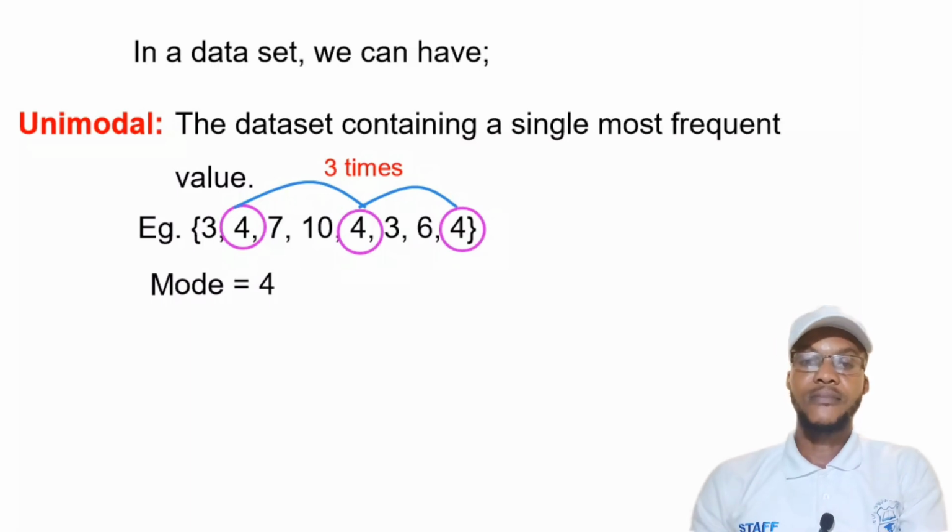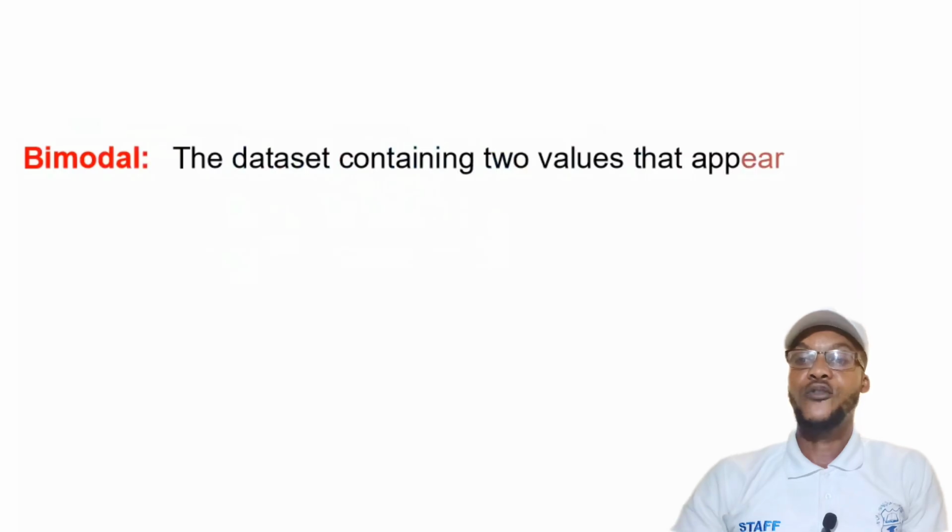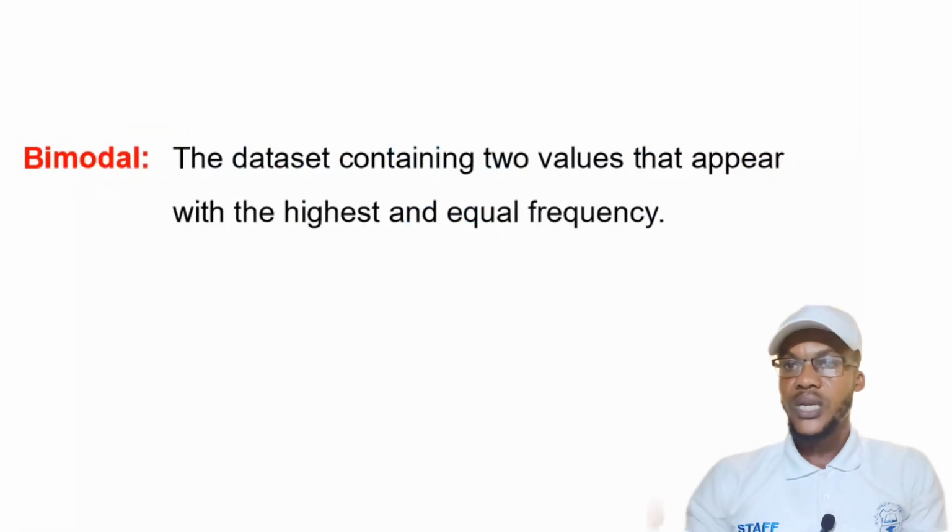Okay, now let's look at this one as well. We can also have bimodal. So when we say bimodal, it means that we have a data set that contains two modes. Okay, when you realize that there are two different numbers which appear the same number of times in the data set, these two numbers are what we call bimodal. That means we have only two numbers that appear the same number of times in a data set.